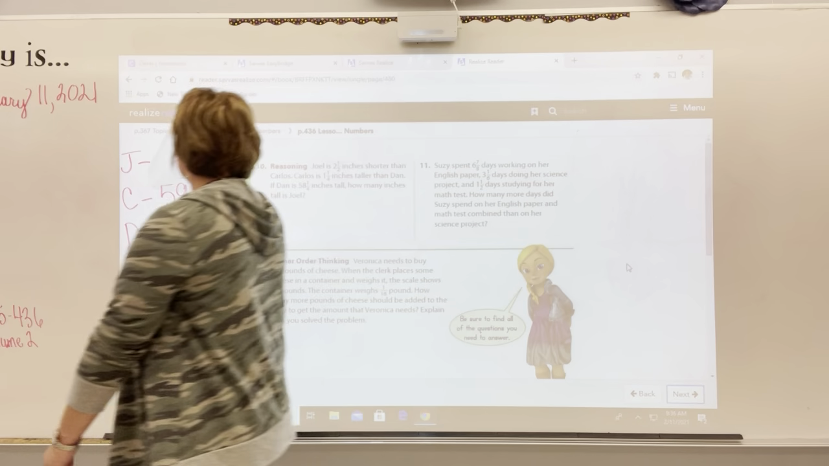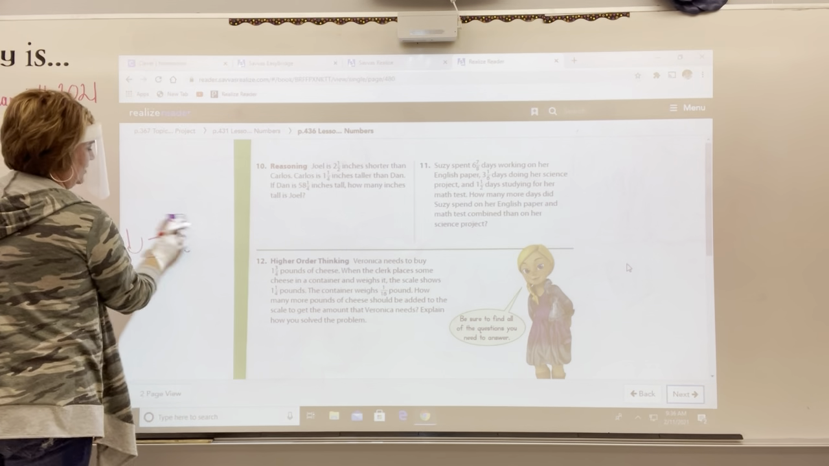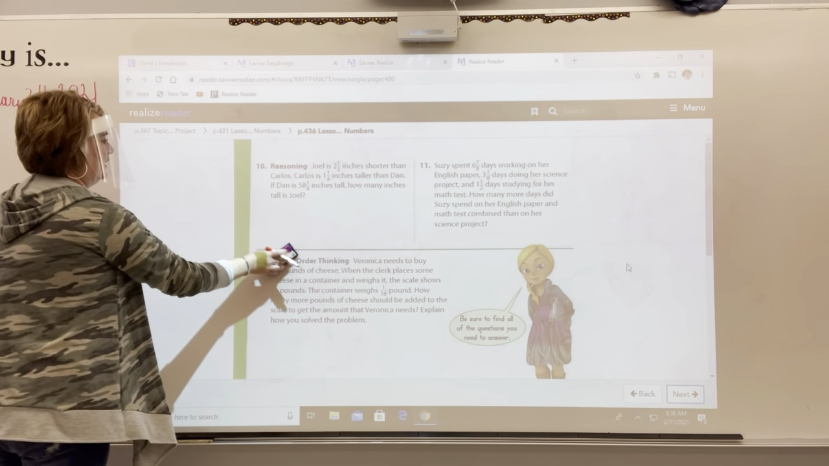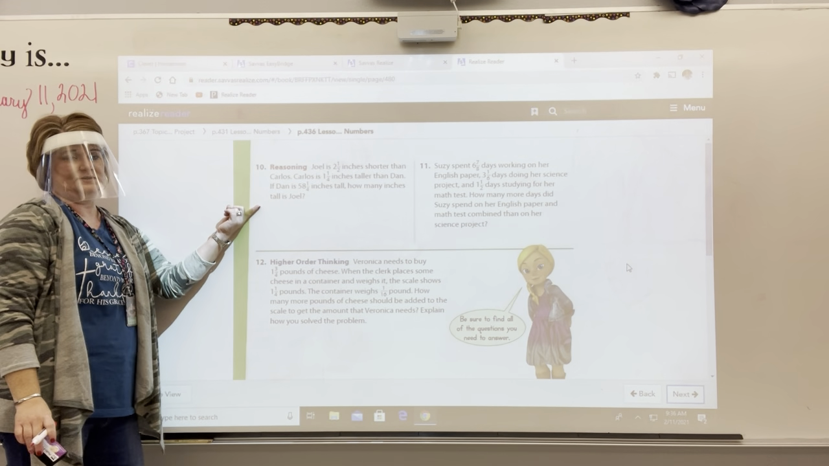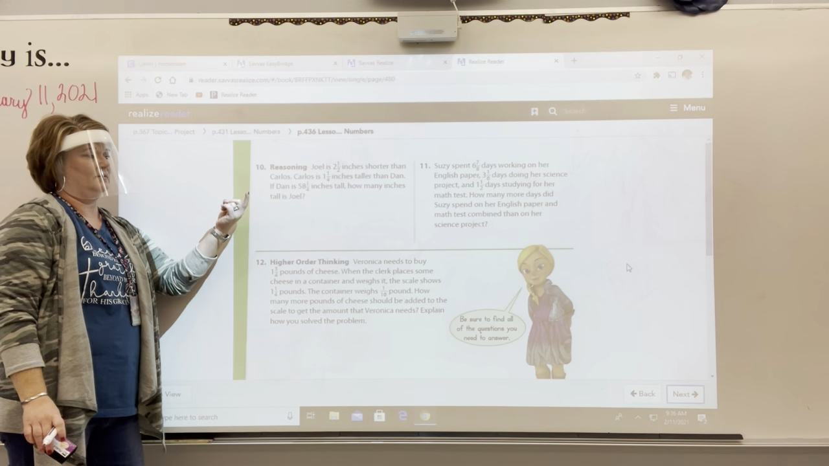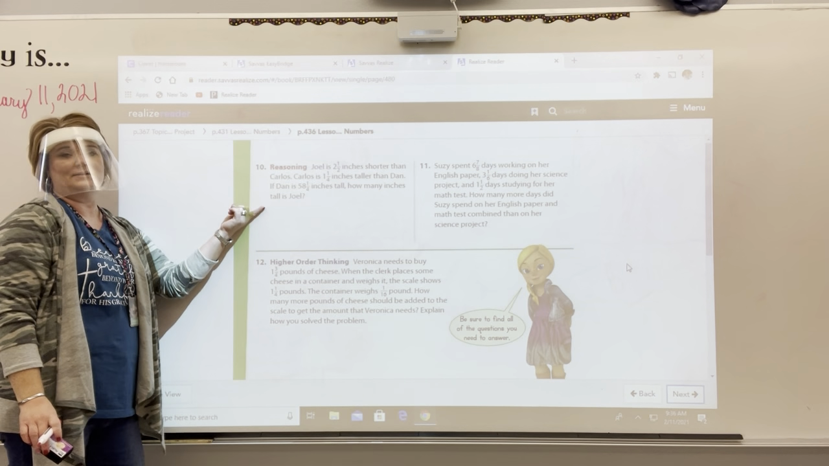1 inch and 1/4 smaller than Dan. Dan was the tallest, wasn't he? Was Carlos the tallest? Yeah. And well, I meant taller than Joel. Yep. I guess that is what I was meaning.